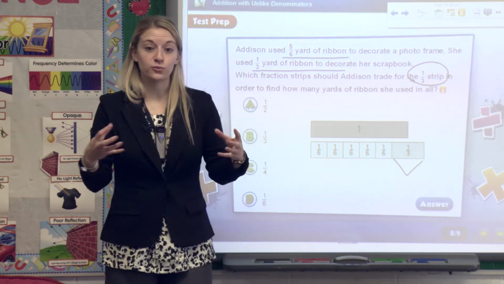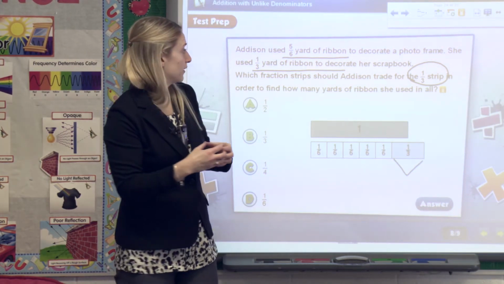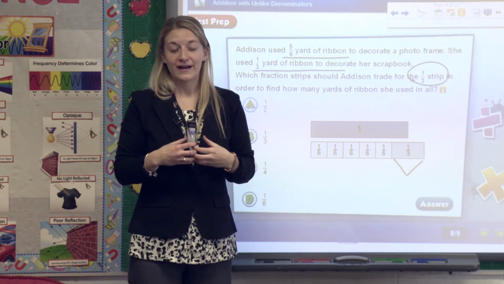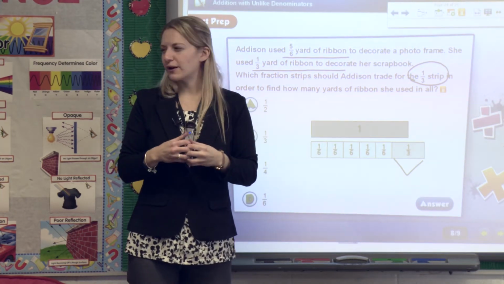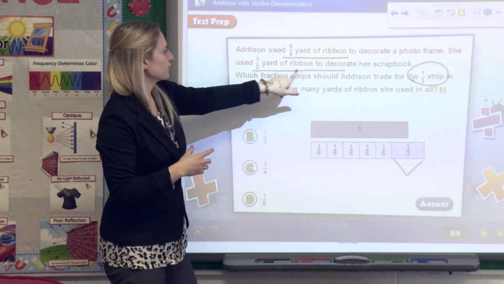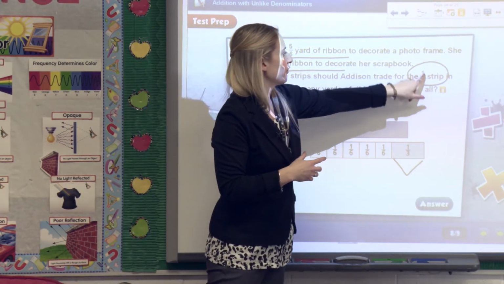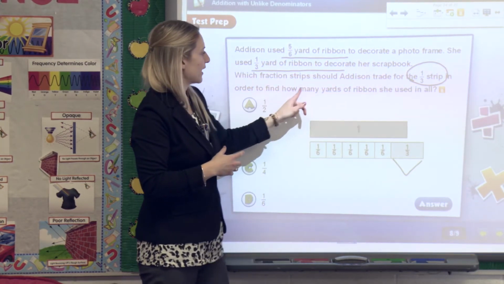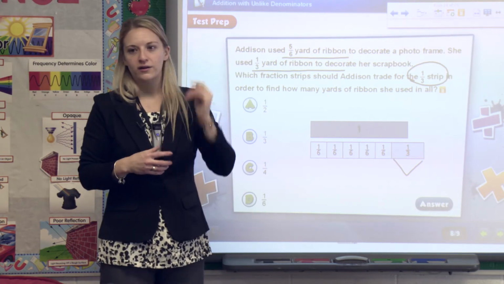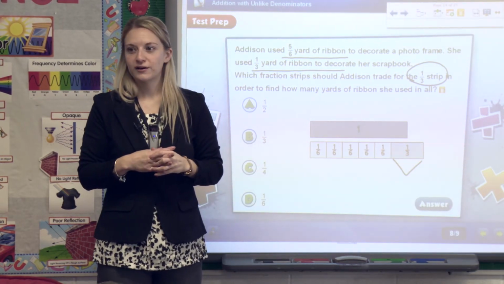Denominator, so that I can do what to those two fractions? You can compare them? I would be able to compare them, but that's not what I'm looking to do. What am I looking to find? Which fraction strip should Addison trade for the 1/3 strip in order to find how many yards of ribbon she used in all? What am I looking for? What's this question asking for?